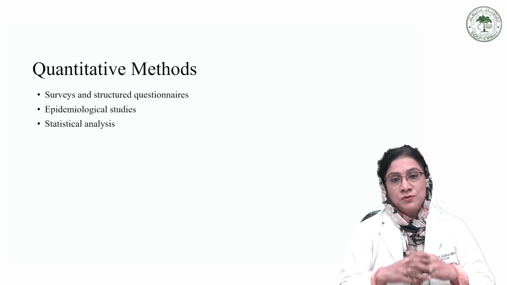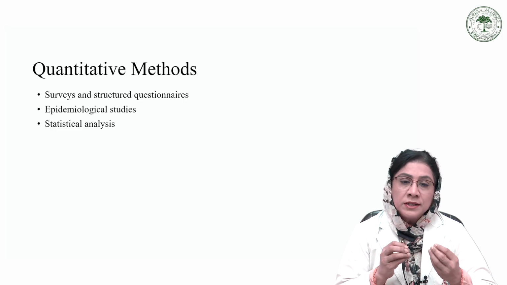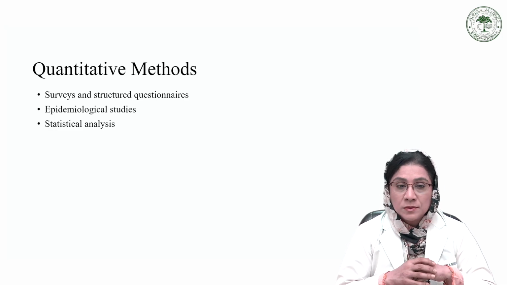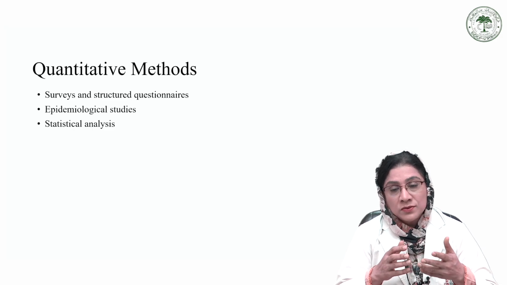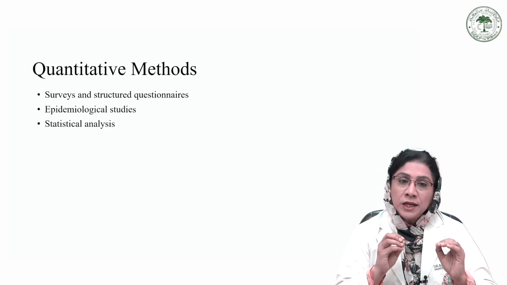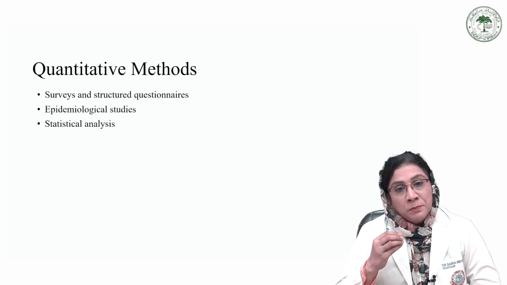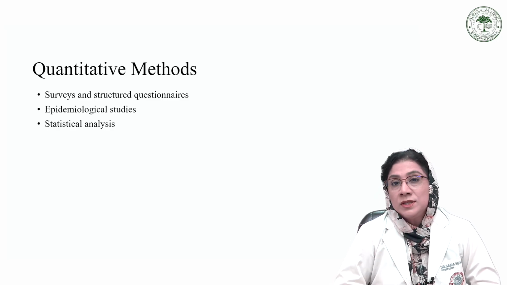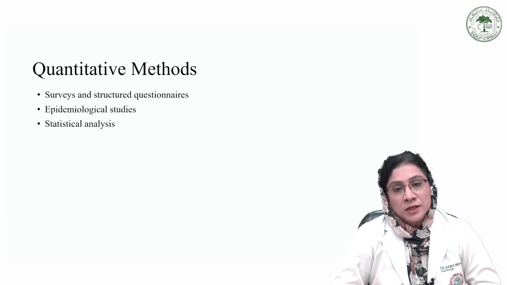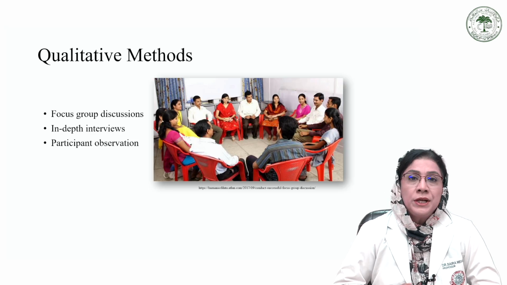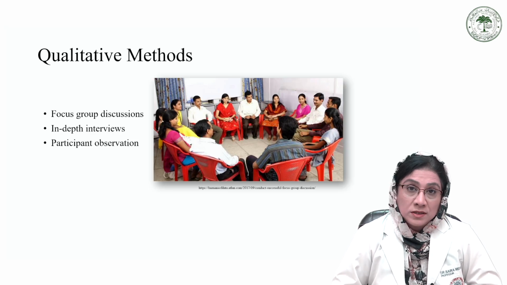Analysis should adjust for confounders and report confidence intervals so readers understand the precision of estimates. Results must be broken down by sex, wealth, caste, tribe, and location to reveal inequities, not just averages. Finally, findings are best shared with simple tables, charts, and clear policy messages that program managers can act on quickly. Qualitative methods complement quantitative ones by providing depth and context.